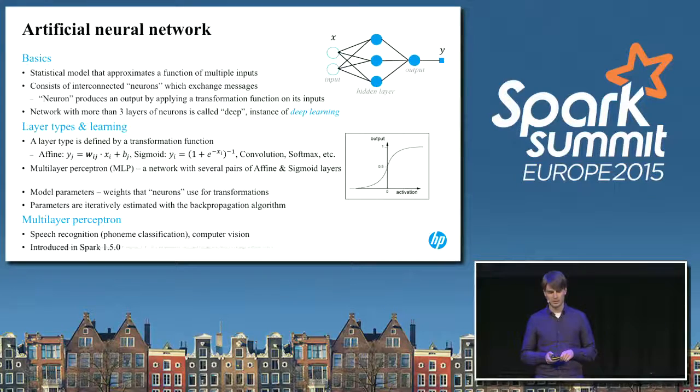Multilayer perceptron is widely used for speech recognition nowadays, in particular for phoneme classification. And it is also used in computer vision as a top layer for convolutional networks. And it is introduced in Spark 1.5.